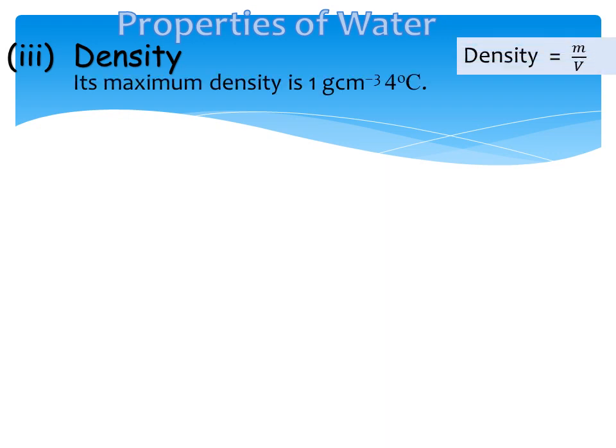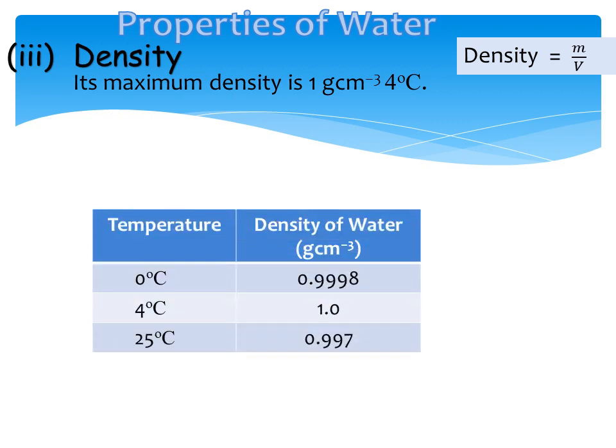Water possesses a higher density, which is 1 gram per cubic centimeter at 4 degrees centigrade. When you compare its value at 0 degrees, the density is 0.9998. At 4 degrees it has a maximum density of about 1, and at 25 degrees it is 0.997. So it shows anomalous behavior at 4 degrees centigrade, where it has its maximum density.